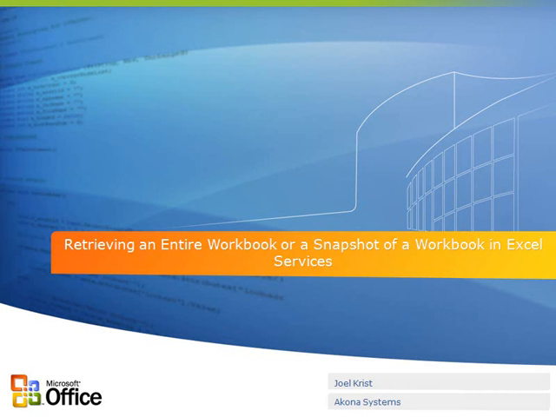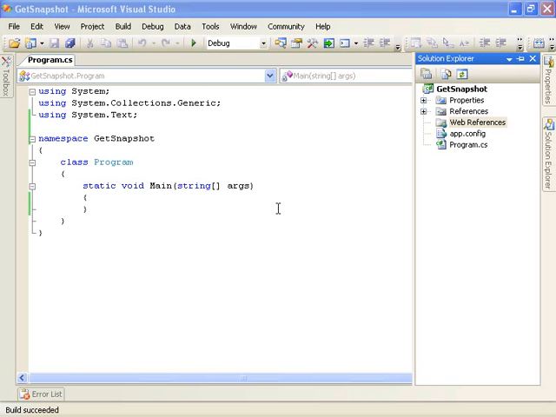I'm a developer with Acona Systems, and today I'm going to be doing a walkthrough of some sample code that illustrates using Excel Services with SharePoint Server 2007 to take a snapshot of an Excel workbook. Okay, let's look at some code.